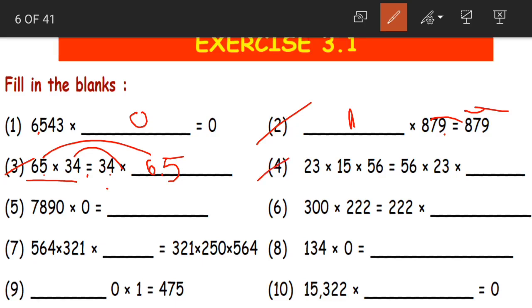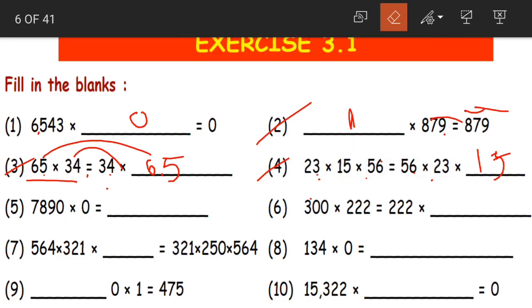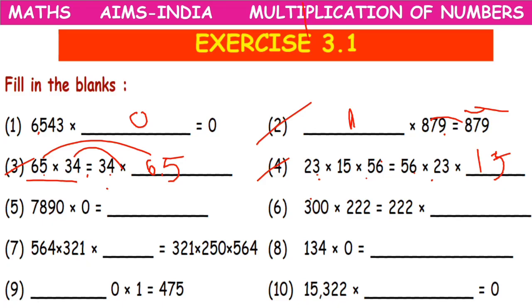Coming to question number 4, 23 into 15 into 56 is equal to 56 into 23 into dash. Now see, this was the fourth property of multiplication. Here the grouping is changed. Yes, the order is changed. 23 into 56. First these two are multiplied. And what are we left with? 15. Yes, this is the same as 23 into 15 into 56 is the same as 56 into 23 into 15. The product will be the same.